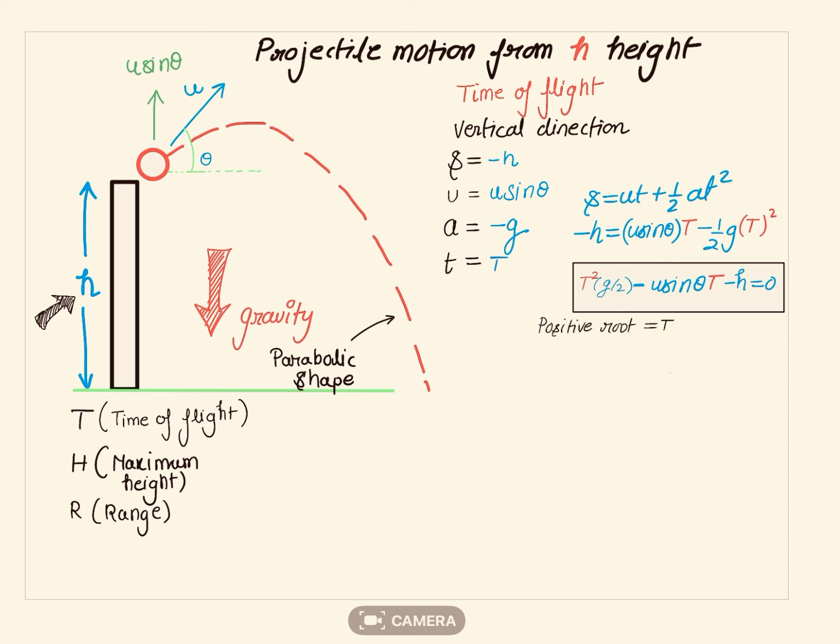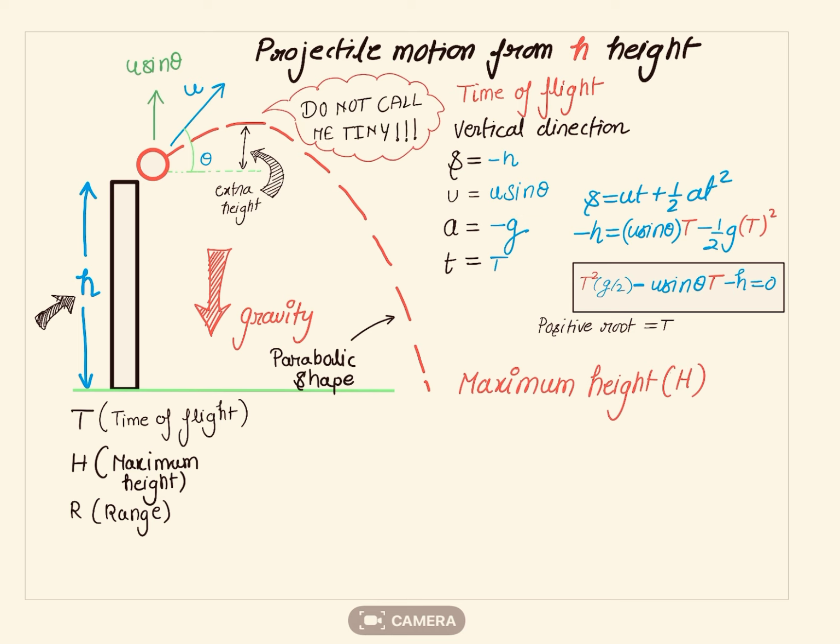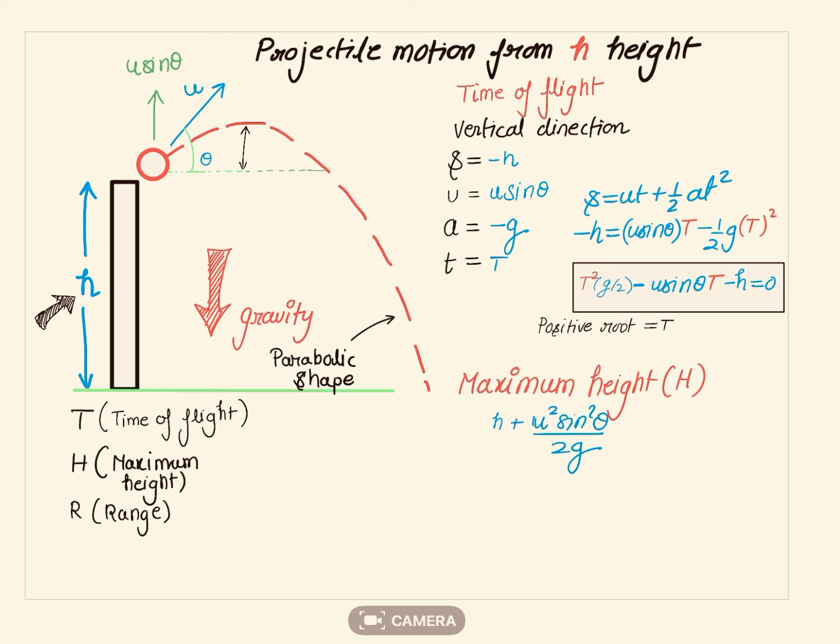Now let's move on to the next one, which is maximum height. How do we get the maximum height? As you can see, our ball started from edge height already, so it will gain some extra height. This extra height will be like the maximum height of ground to ground projectile motion, which I mentioned in the previous video. It's going to be u square sine square theta divided by 2g. So the total height is going to be h plus u square sine square theta divided by 2g, which is easy peasy now.